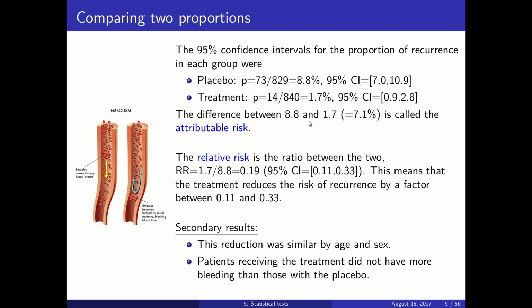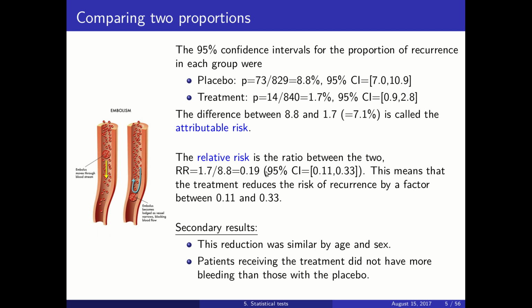Okay, so the difference between these two numbers is called the attributable risk, and the ratio between the two numbers is called the relative risk. So the relative risk, that is the ratio between the two, is almost 0.2, so that is 1/5. So that means that having a recurrence, if you are receiving the treatment, is 5 times less common than if you are receiving the placebo.